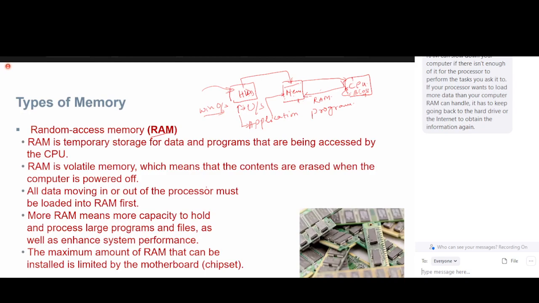All data moving in and out of the processor must be loaded in RAM first, and then from RAM it goes to the CPU. The maximum amount of memory that can be accessed by the CPU is limited by the motherboard chipset. So the motherboard chipset decides how much memory you can have. You cannot just have any amount like 16 GB or 32 GB. If you would like to install, you first check with your system configuration, motherboard configuration.